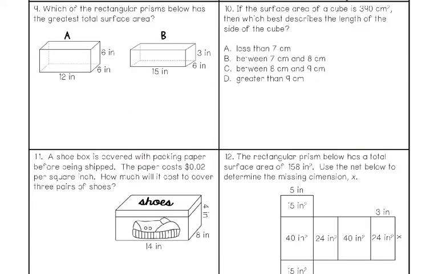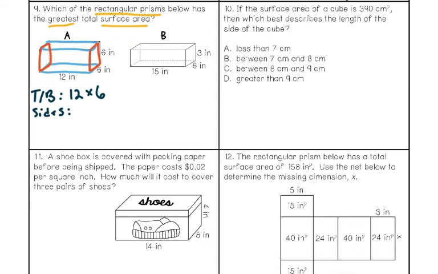For number 9, we're going to find the surface area of the 2 rectangular prisms, and then we're going to compare them because it wants to know which one has the greatest total surface area, so which one has more. Let's start with the one on the left, A. I'm going to start by finding the surface area for the top and the bottom. The top and the bottom have dimensions of 12 by 6, so I'm going to write 12 by 6, and I'm going to double it.